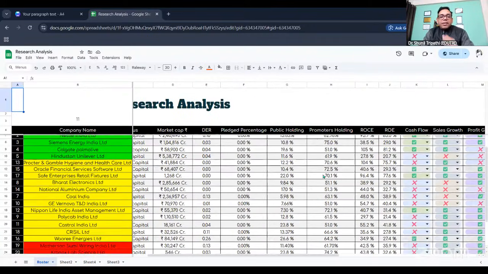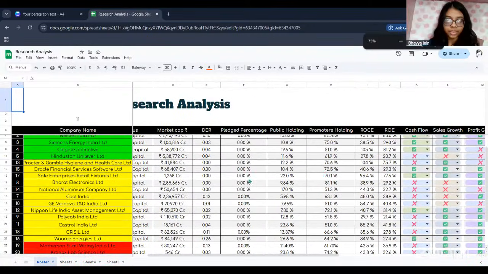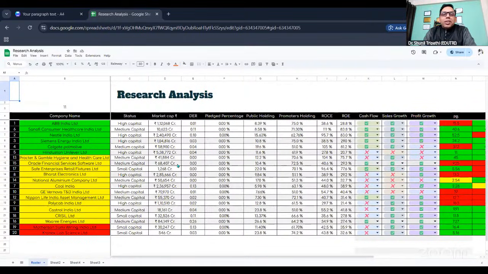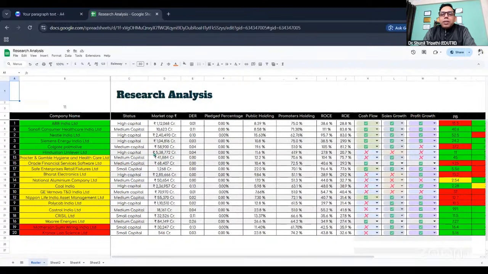Excellent. We have seen the green one shows the high conviction. Please show this to your teachers in the school. They will be proud of you.